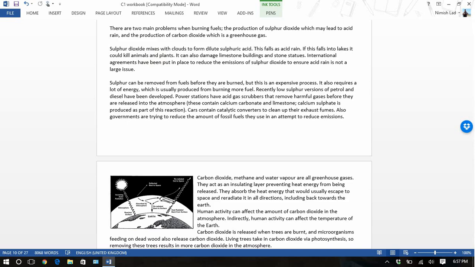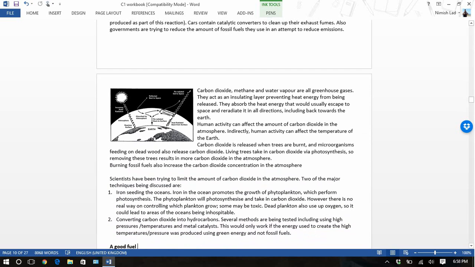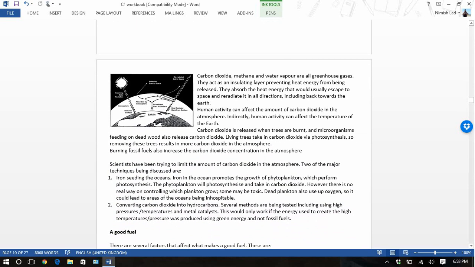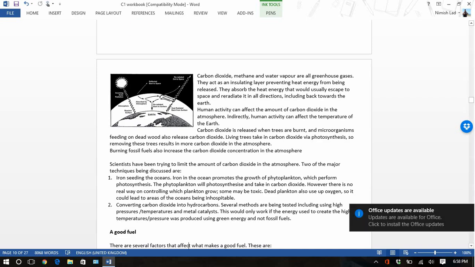Catalytic converters in cars clean up the exhaust fumes, and the government is trying to reduce the amount of fossil fuels that we use in an attempt to reduce these emissions. Carbon dioxide is the other dangerous gas. Methane and water vapour are also greenhouse gases. They act as a sort of insulating layer around the Earth. They prevent heat that has been absorbed by the Earth from escaping. They absorb the heat energy that would normally escape to space and re-radiate it back to Earth. They radiate in all directions, but at least half, as a minimum, gets re-radiated back instead of just escaping up to space.